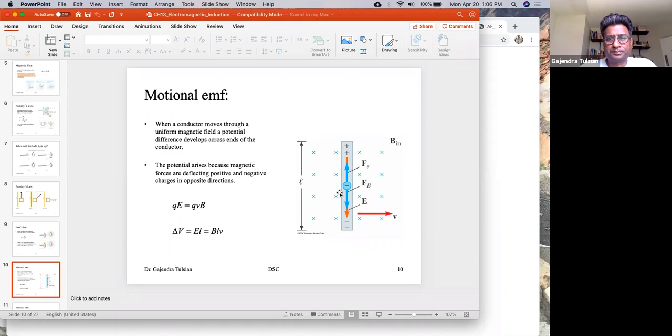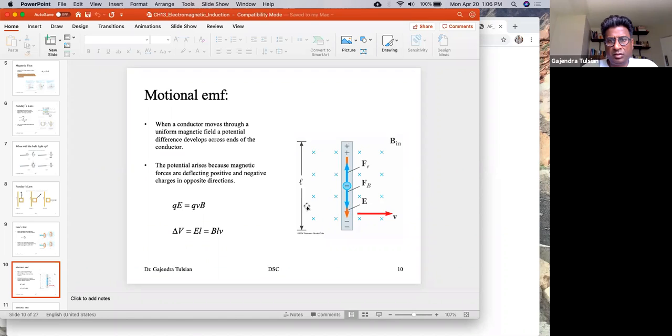Here's a metal bar. Now if you move this metal bar to the right, and it'll take a force to move the metal bar, what will end up happening is the free charges, the positive charges will end up there, and the negative charges will end up there.